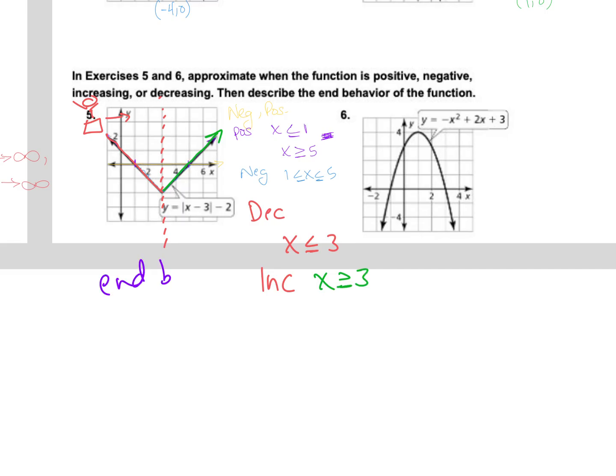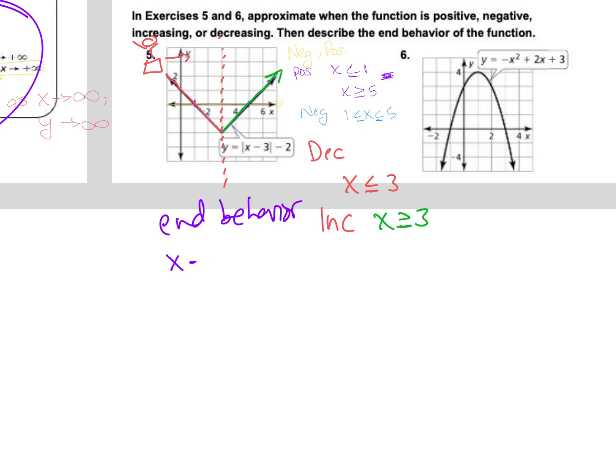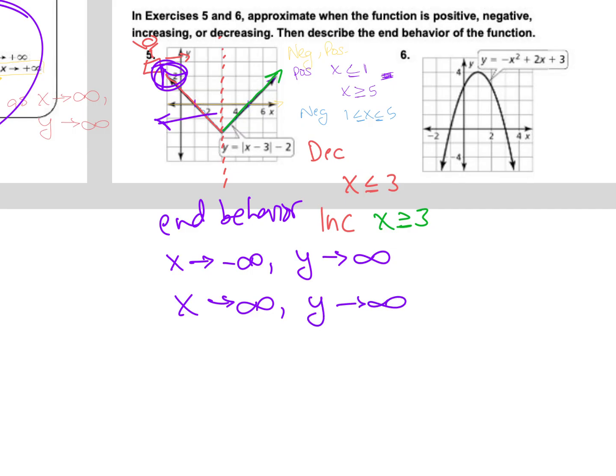And now the end behaviors. So end behavior is going to be kind of the trickiest one to write. It's going to look like this. As x approaches negative infinity, comma, so as we're going that way, what is the y doing? It's going up. y is approaching positive infinity. And now guess what? As we go in this direction too, as x approaches positive infinity, y approaches positive infinity. So that takes care of all of those on that one.